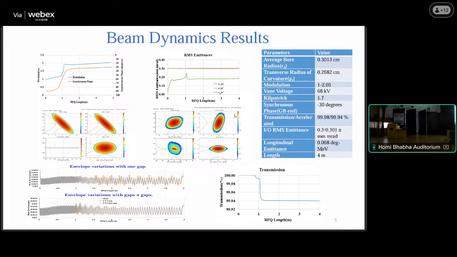As you can see in the first plot, in LEHIPA we placed the gap where Ez is 0. Here we have changed that and placed the gap at a point where the synchronous phase phi s is 90 degrees. That leads to a beam envelope similar to that of an RFQ without any gap.